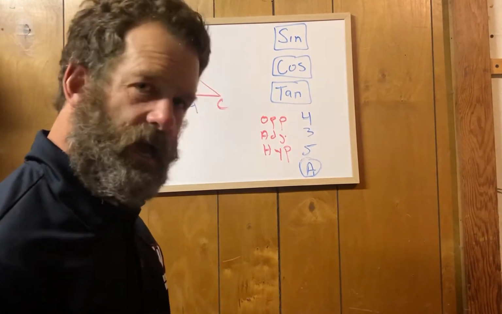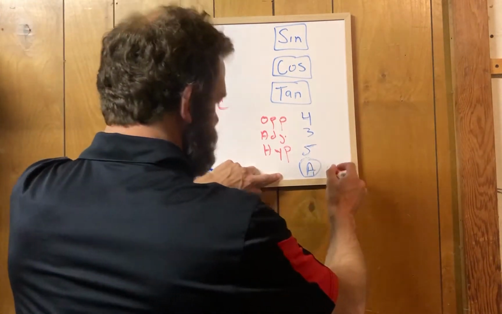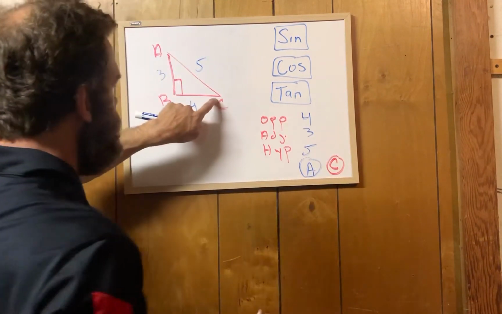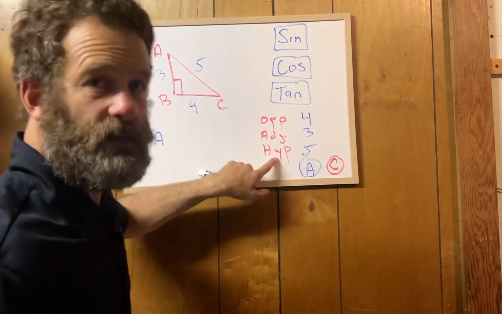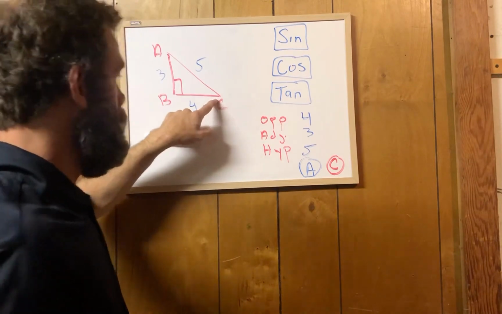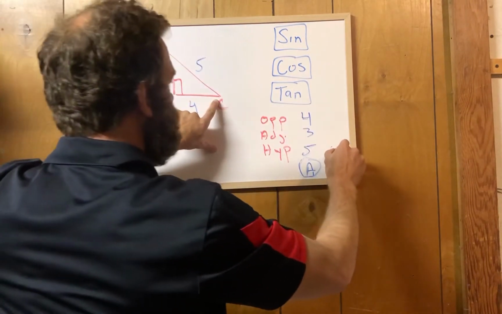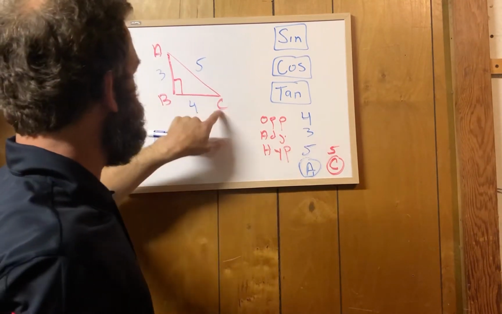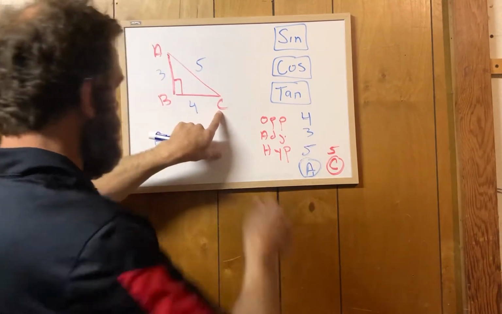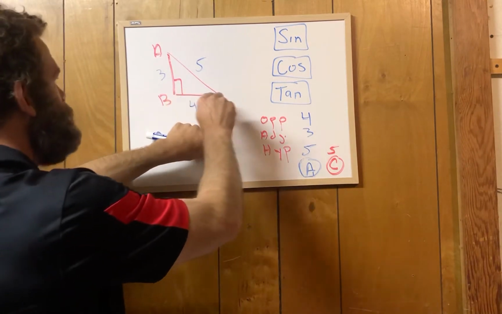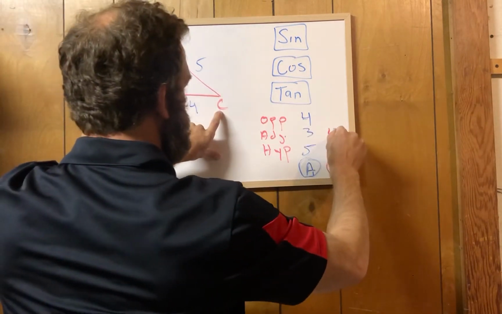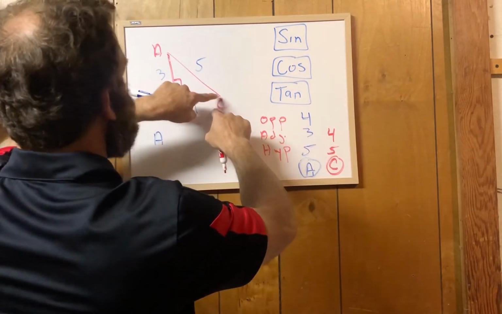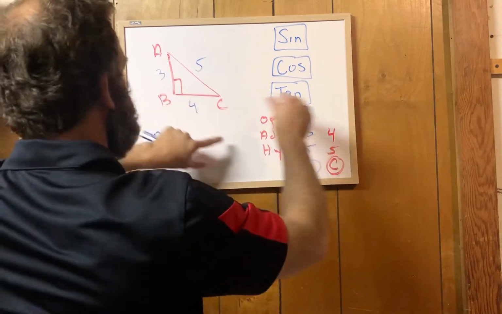Now let's take your angle C. The second part on your notes says from angle C. Okay, now from this angle, what's my hypotenuse? Well, my hypotenuse is 5. My 5 never changes. What's my adjacent side? From angle C, my adjacent side is 4. That's the side that touches that angle. And my opposite side from angle C is the side across from this angle, which is 3.